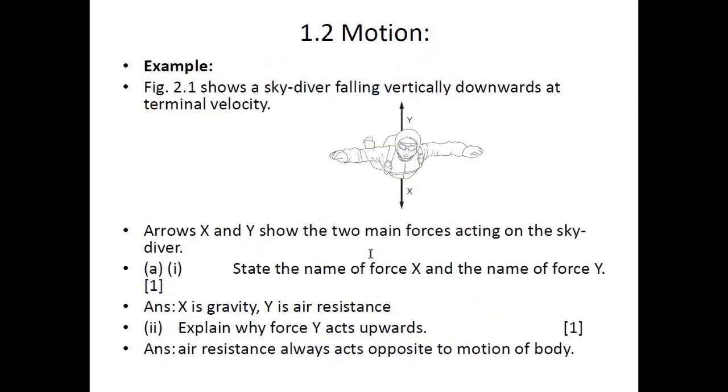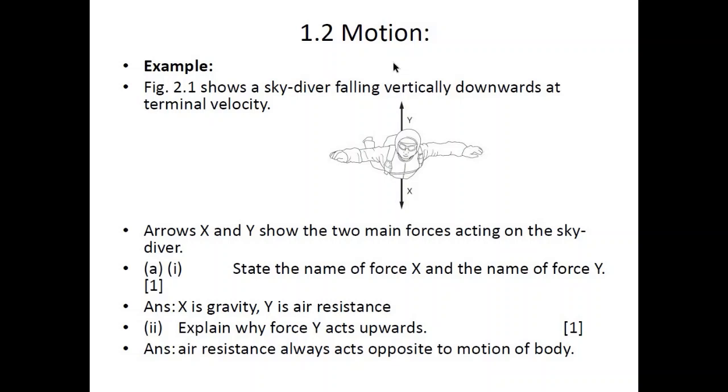Now let's look at an example. Figure 2.1 shows a skydiver falling vertically downwards at terminal velocity. Arrows X and Y show the two main forces acting on the diver. State the name of force X and force Y. X is downwards, so it should be the gravitational pull or the weight of the diver, whereas Y is upward, so it should be the air resistance.